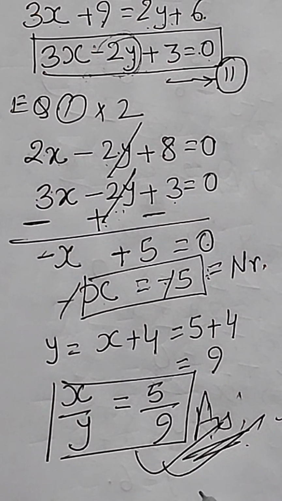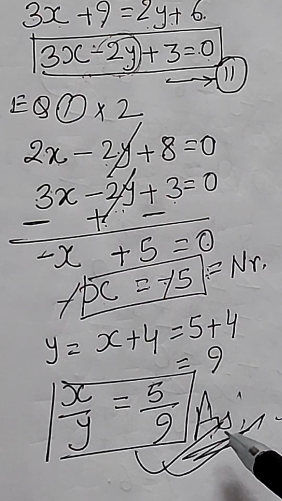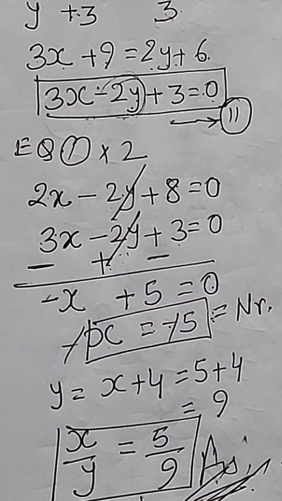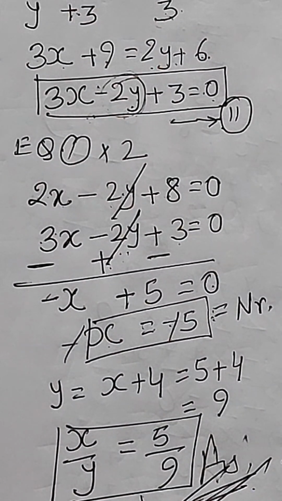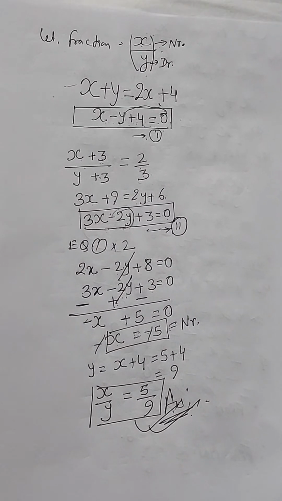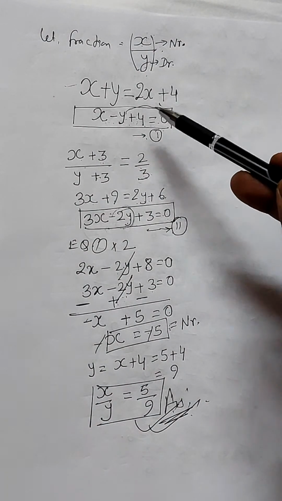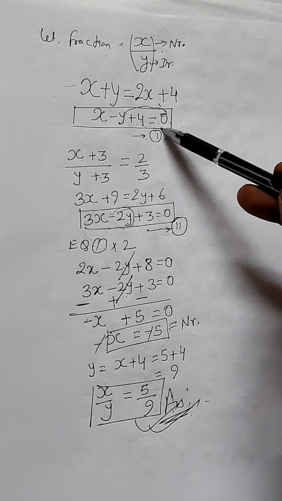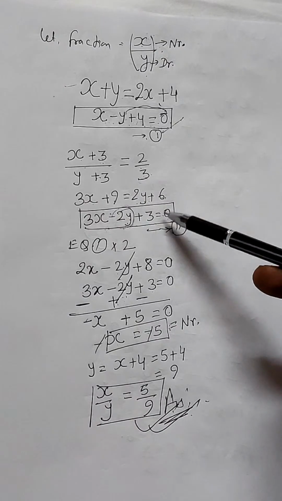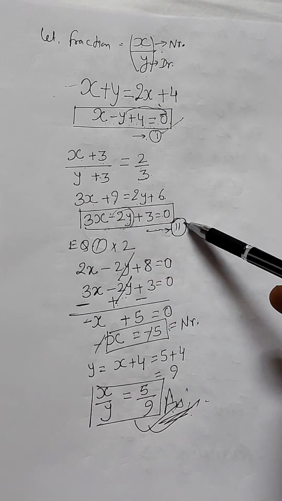live session. This is a numerical, a question of linear equation in two variables, where we have taken a question to identify a fraction whose value needs to be calculated. We have assumed it as x by y. Then as per the relation given, x minus y plus 4 equals 0. This is one equation. And from the other relation, which is 3x minus 2y plus 3, we derive the second equation.